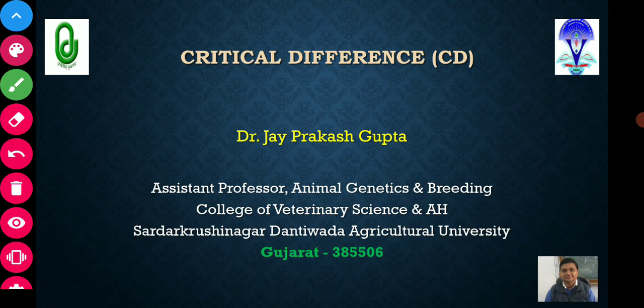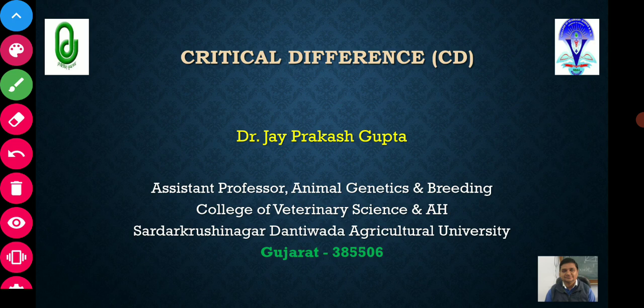But our ultimate aim in any design of experiment is to know whether a difference exists or not. If it exists, then which two means are different. When we are comparing more than two means, our challenge is to know which two means are different. It is not only that the means are different. So to know which two, or which three means are different, we need another concept, the critical difference, also known as CD. So today I will be discussing the critical difference.